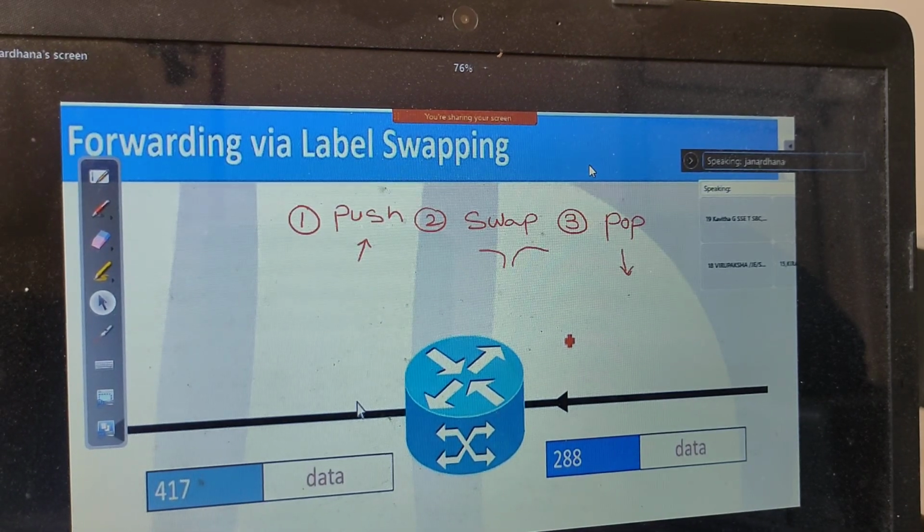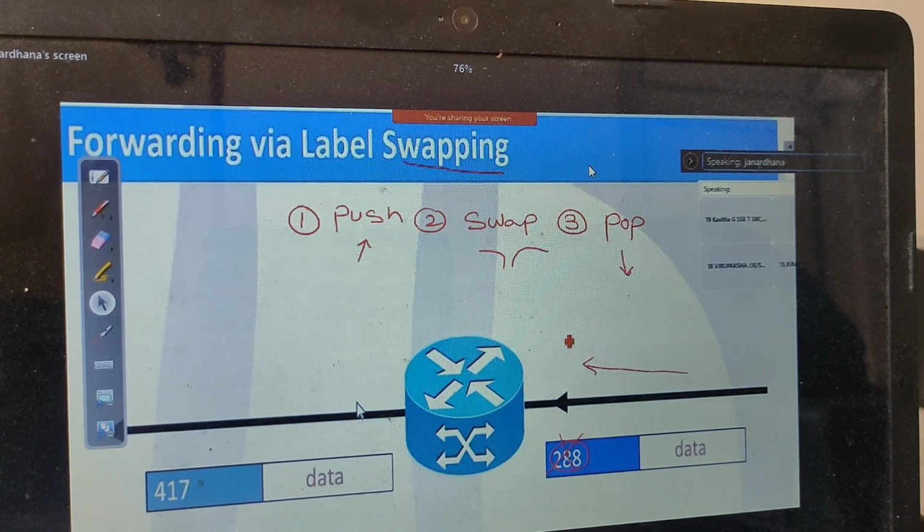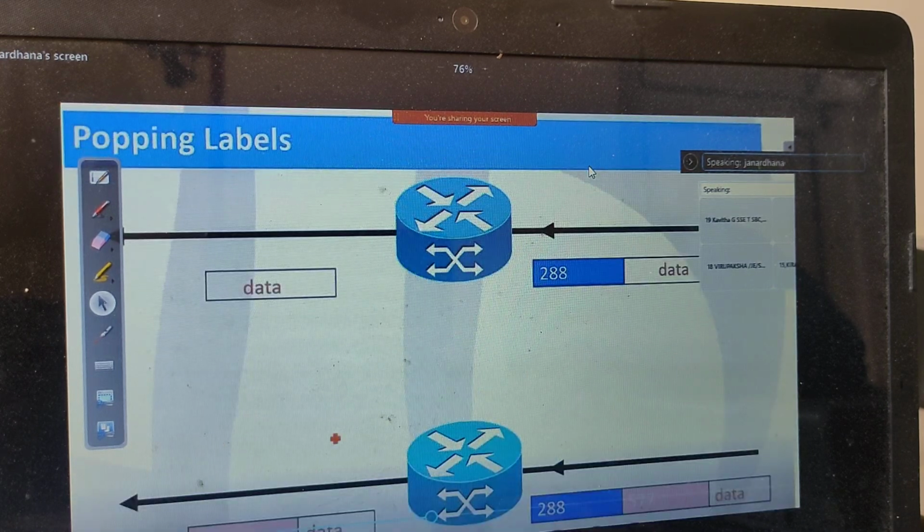So if you see here, this is the swapping. The labeled packet has come with the label number 288, and it has removed 288 and added 417. Meaning the swapping has been done. So the routers in between will do the swap operation.